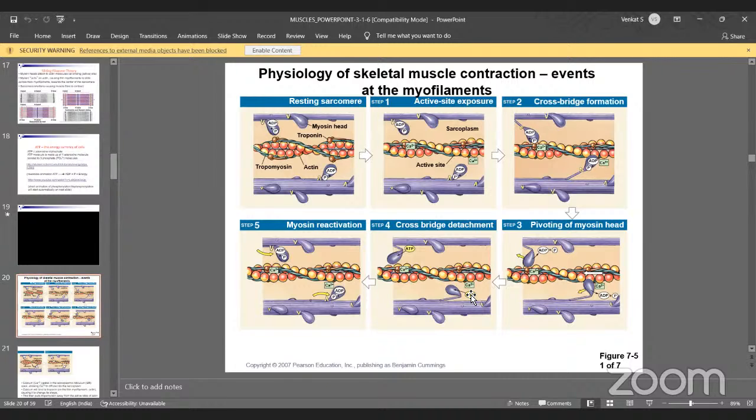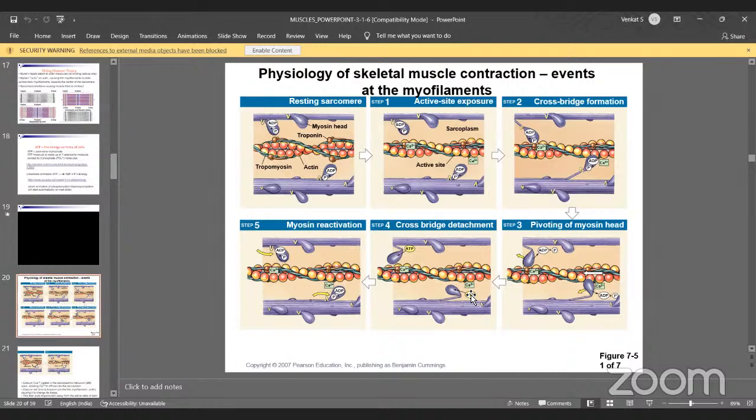Then the second one is the active sites exposed. Calcium ions are released in the second option, and the sarcoplasm activates the particular area. Then step two, cross bridge formation. The cross bridge formation is the attachment of adenosine diphosphate plus phosphate energy, which gives the particular area.